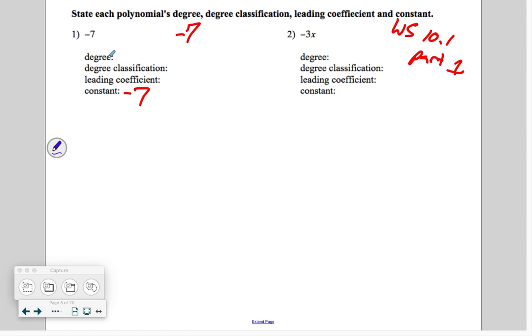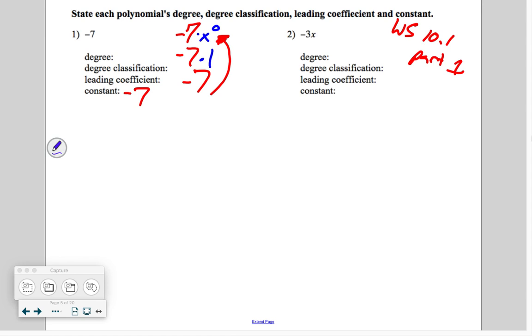But to answer the degree, we're supposed to have a variable with an exponent. Well, we could say that this is getting multiplied by x to the 0. Remember, x to the 0 is the same as 1. And -7 times 1 is just -7. Whenever you see a constant, you could always think that it has an x to the 0 multiplied with it, or any variable to the 0 power multiplied with it.